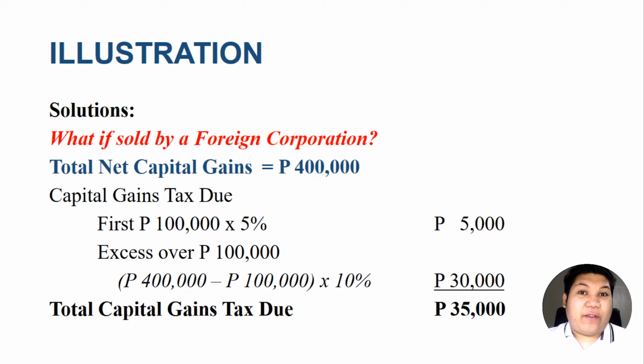The 15% is based on the total net capital gains, which we computed as the difference of the selling price and the cost of the shares. And the 5% or 10% is also computed on the capital gains, but the 5% applies to the first 100,000 capital gains. Any excess should be subject to the 10% capital gains tax. That's it. That's how we treat the sale of shares of stocks, whether listed or not listed in the local stock exchange.